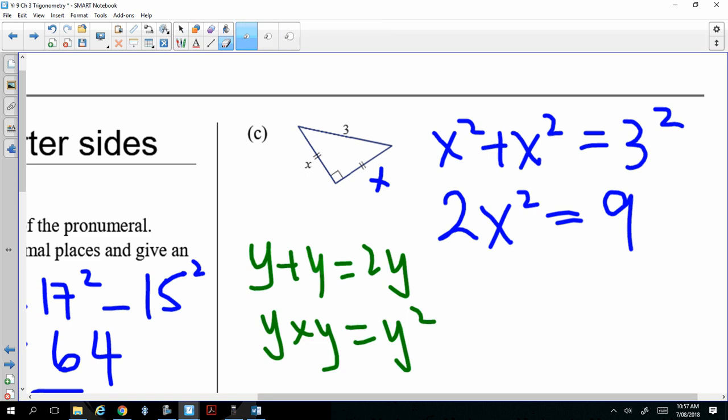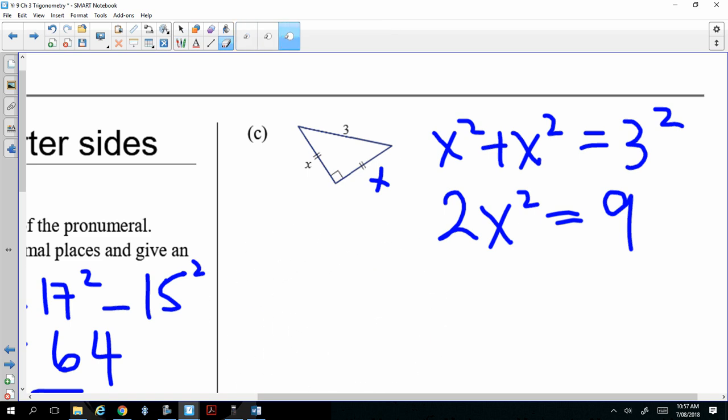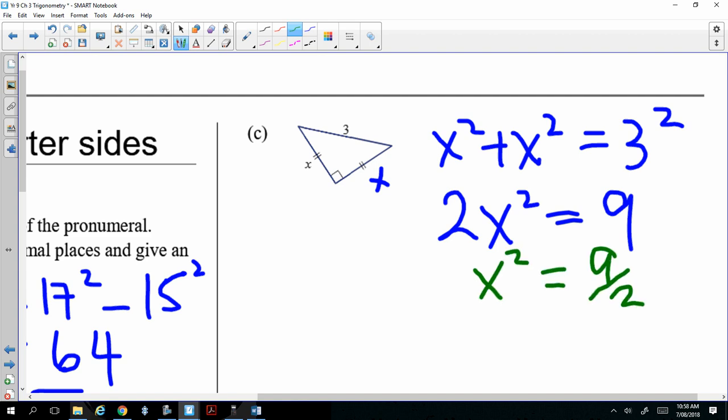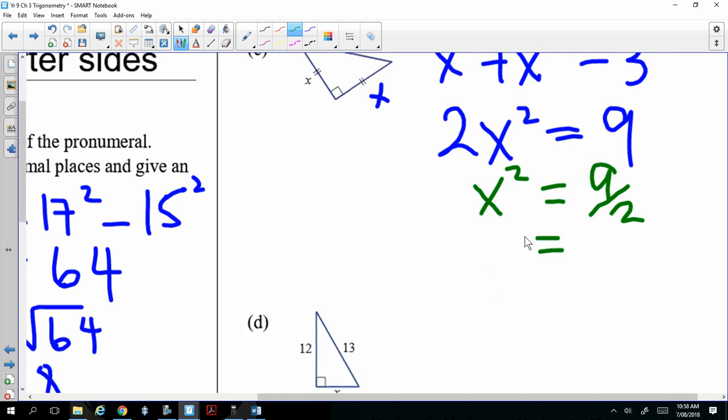Okay, let's continue. How do I find x squared? What's the first step? What should I get rid of first? The 2. How do I get rid of the 2? Divide by 2. Very nice. What's 9 divided by 2? Yep. Now, I want to leave it as 9 over 2 because I want to square root it. The question says leave it in exact form. So we write x equal to square root of 9 over 2.